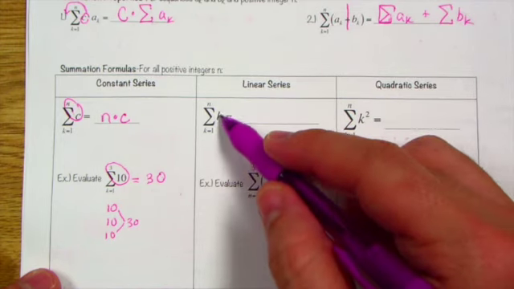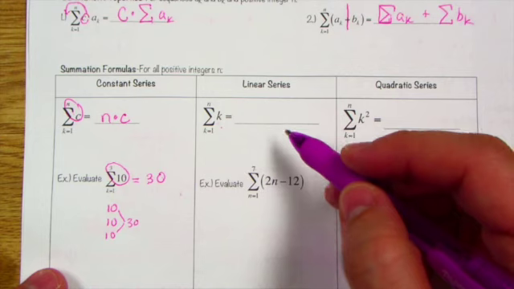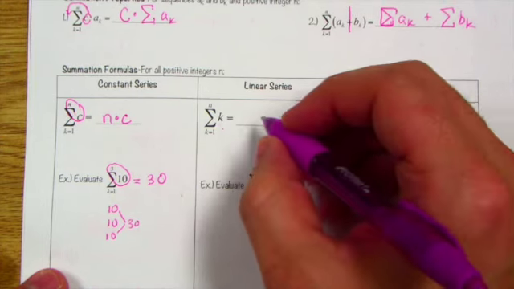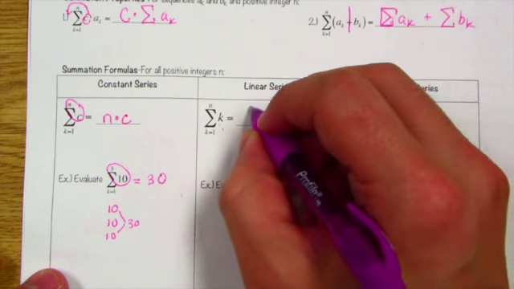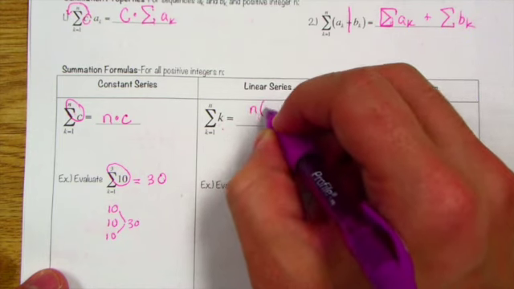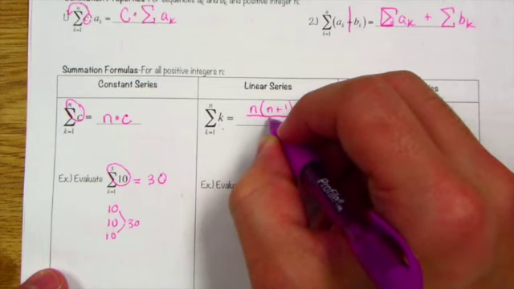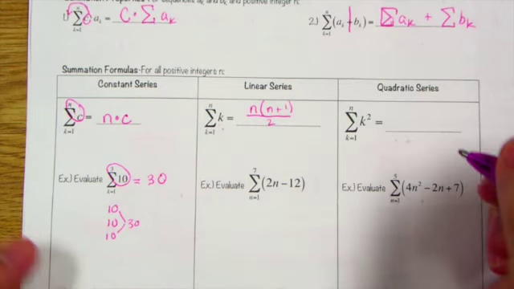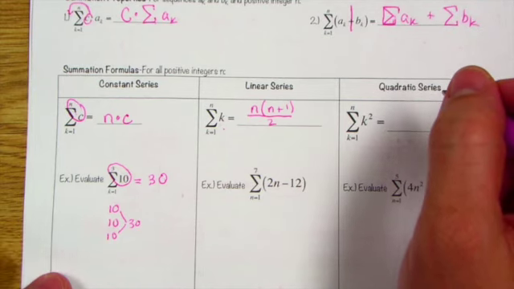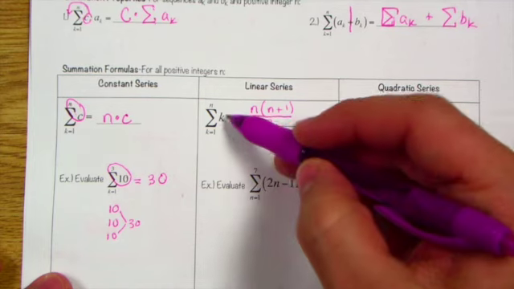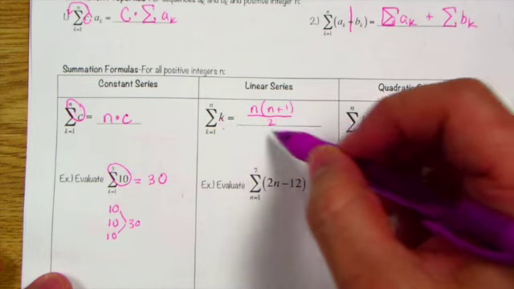Here, when you have a variable, this is a linear series. The formula for doing a linear series, a little bit more complicated, is n times n plus 1 over 2. So a little more complicated here. So how do we do this? If you have a variable, this is what you're going to use.